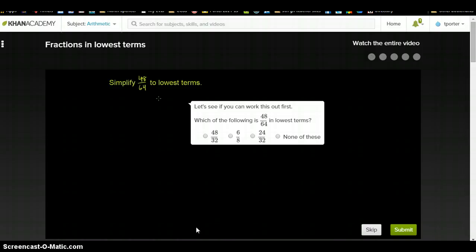Is it 48/32, 6/8, 24/32, or none of these? Would you pick one of those choices and write it at the top of your page, please? One of these 4 choices. And I'm just going to click none of these for now.